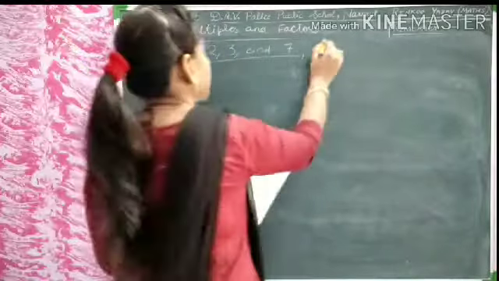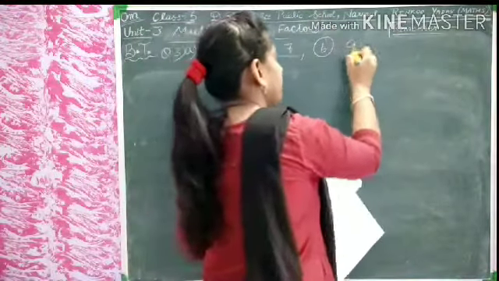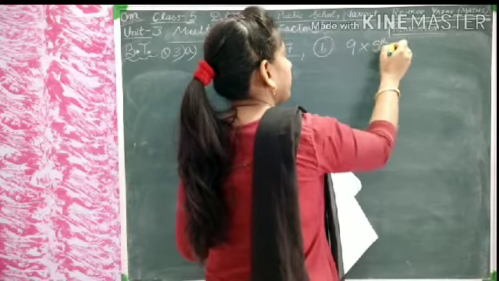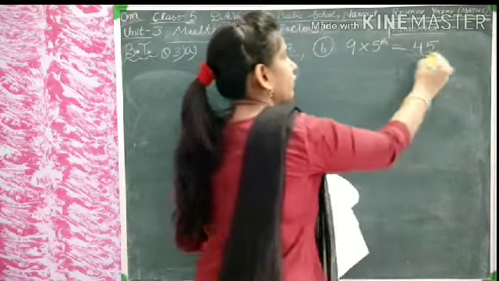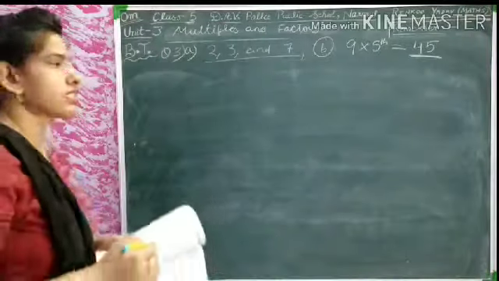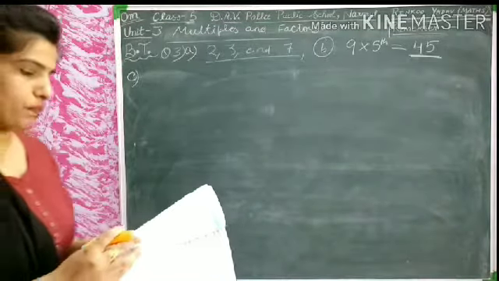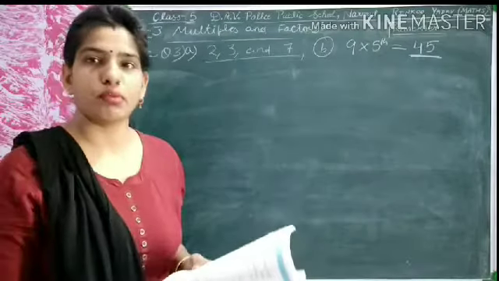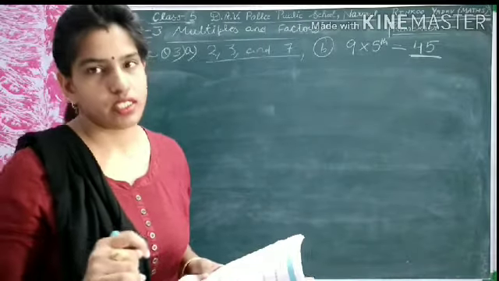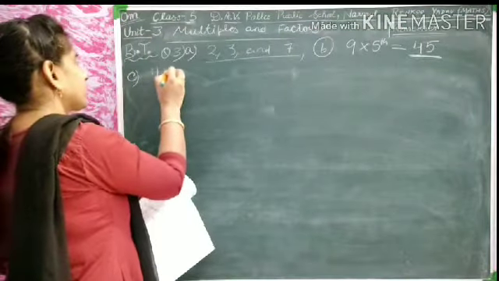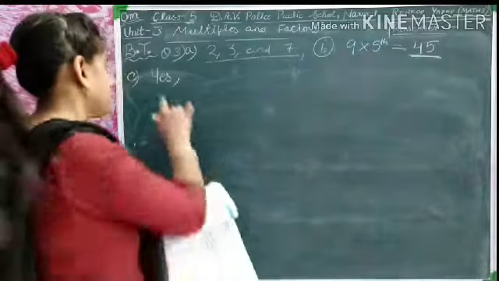Now, we will go to part B. Fifth multiple of 9. Fifth multiple of 9 is 9 5s are 45. Is this clear, students? This will be the answer here. Now part C: 48 is a multiple of 6. Is 48 possible in the table of 6? Yes. 6 8s are 48. It means the 8th multiple of 6 is 48. So yes.